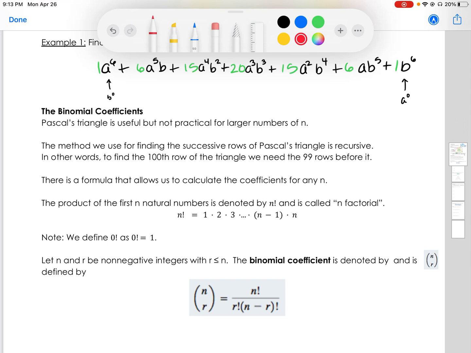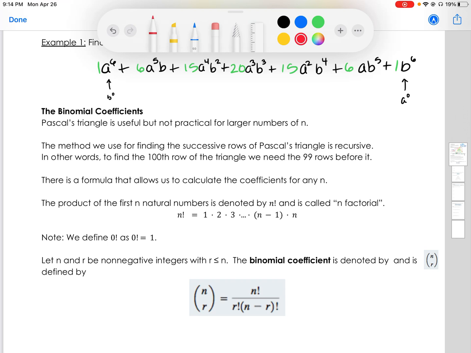All right, so Pascal's triangle is useful for all sorts of things, but it's not always practical for large numbers. I mean, if I asked you what a plus b to the 15th power is, are you going to sit here and write out all of Pascal's triangle? You could, but it's not the best solution here. So we have another option. To find the 100th row, we're going to need to use the 99 rows before it, especially if we're using Pascal's triangle.